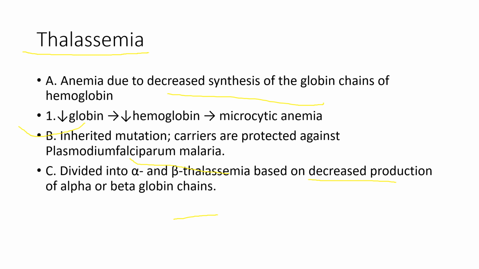So there are three types of hemoglobin found in the body. First is the adult hemoglobin, HbA, which consists of two alpha and two beta chains. HbA2 consists of two alpha and two delta chains, and fetal hemoglobin consists of two alpha and two gamma chains. Remember this.